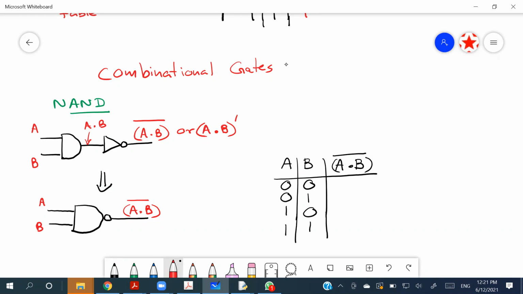Right, so to generate the output, we have to multiply and invert. So 0 into 0 is 0. Once it is inverted, it's 1. 0 into 1 is 0. Once it is inverted, it is 1. 1 into 0 is 0. When it is inverted, it is 1. 1 into 1 is 1. Once it is inverted, it is 0. Right? So this is how the NAND gate works.